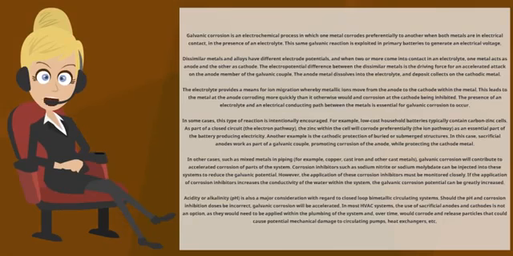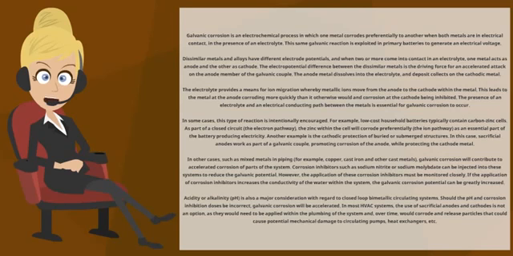Galvanic corrosion is an electrochemical process in which one metal corrodes preferentially to another when both metals are in electrical contact, in the presence of an electrolyte.